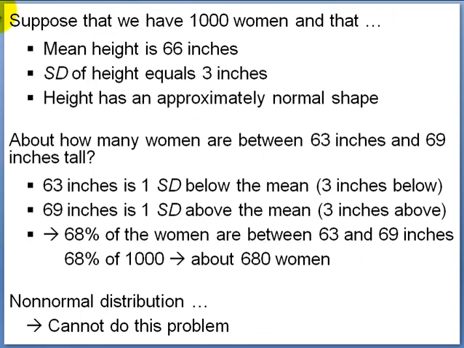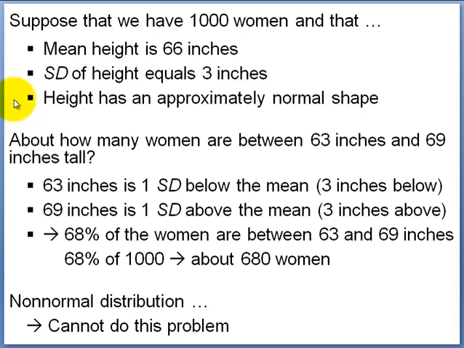So without using formulas, let's just almost visually think through a problem. Suppose that we have 1,000 women. The mean height of these 1,000 women is 66 inches, and we calculate the standard deviation of height, and that computes to 3 inches. And let's further say that height has a shape that is very close to normal. The distribution of height is approximately a normal distribution.